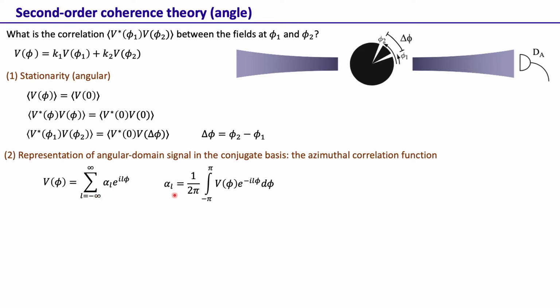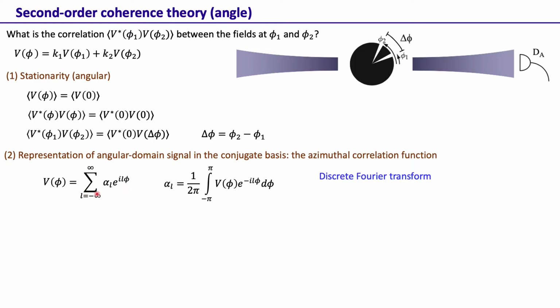Now this can be inverted to represent alpha L in terms of V phi in this manner, where the integral limits go from minus pi to pi. So these two form a Fourier transform, rather a discrete Fourier transform, V phi and alpha L. V phi is the field in the angle domain, and alpha L is the weightage of these e to the i L phi components or vectors.